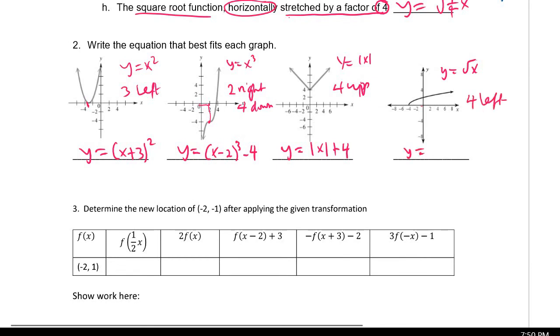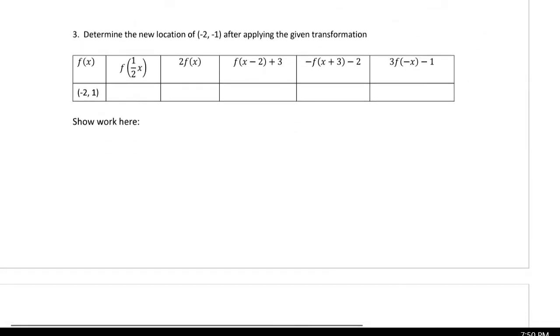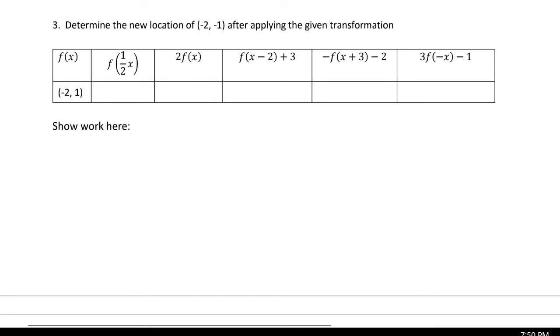And that will make the inside to be plus. All right. Okay, now I have to spend a little more time with this next one for you, because it's been quite a long time. So we're going to take it one at a time. You are given the starting value, and then we're going to apply each of these transformations to the point.